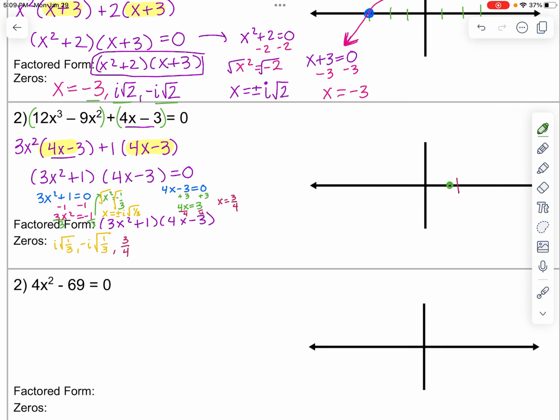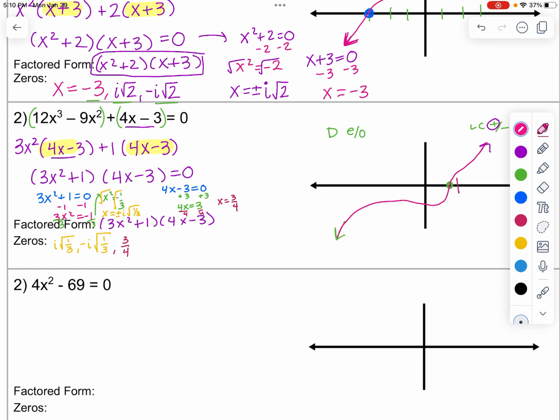And then the first two zeros are imaginary, so they do not show up on the x-axis. Last thing I need is my arrows, so we'll start with the leading coefficient. Is it positive or negative? This one is positive, which means the right side points up. And then the degree, is it even or odd? This one is odd because the degree is 3. That means this side will point down. Now I need to just connect the dots here. We're going to go through the x-intercept. Make sure you cannot cross the x-axis unless it's through the x-intercept.